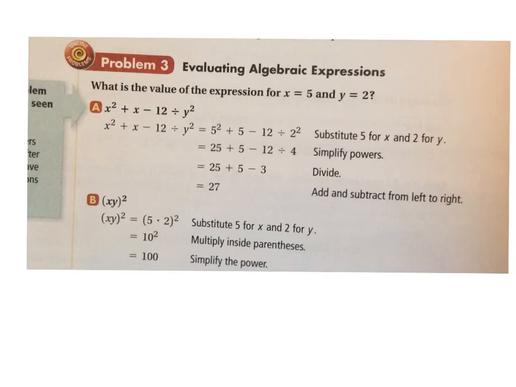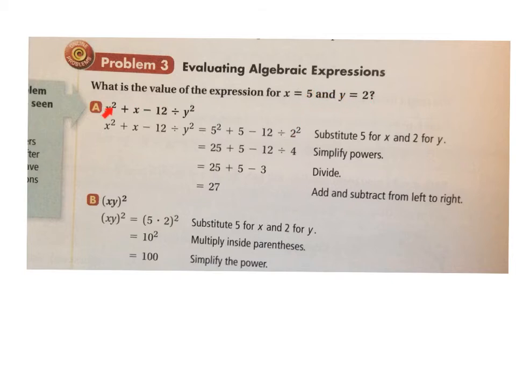We talked in our vocab about evaluating algebraic expressions, and we do have an example of that here. And what that means is, I call it plug and chug, but we're plugging in numbers and then using order of operations. That's all we're doing. So what is the value of the expression for x equals 5 and y equals 2? So everywhere that we see an x, we plug in a 5. We see a y, we plug in a 2, and then we use order of operations.